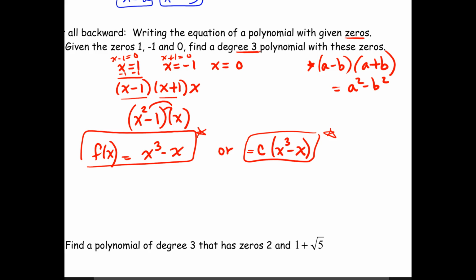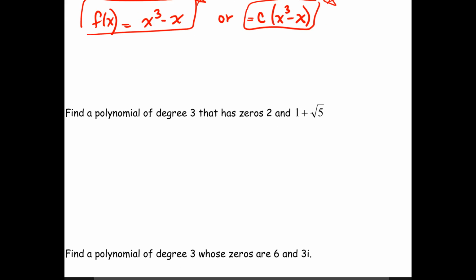All right, let's do this last one together, and then I'll have you try the last one with your partner. Find a polynomial of degree 3 that has zeros at 2 and 1 plus root 5. Quick question for you. What type of number is 2? Is it rational or irrational? Rational. What type of number is this one, 1 plus root 5? It's irrational.